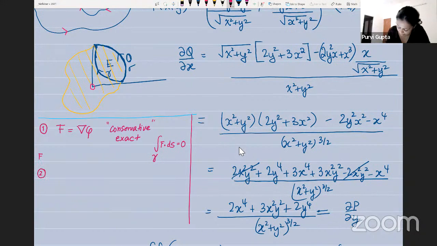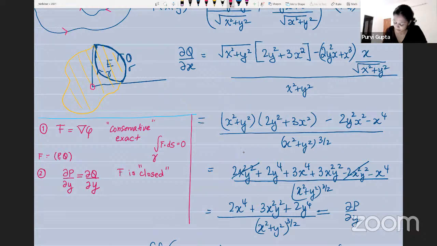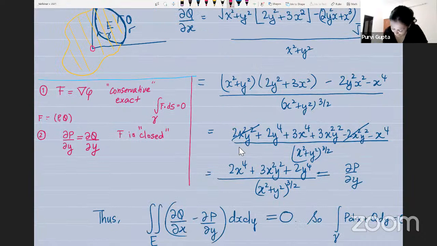So if I write F as (P, Q), the second thing that we just noticed is that del P by del y is equal to del Q by del y. This is the same thing as saying that F is closed. And Green's theorem is saying that if this is true, so if you notice my gradient theorem said that this vanishing will happen as soon as capital F is a conservative field. So as soon as you have this statement, I will have a vanishing. But there it doesn't matter if there is a hole in the center.